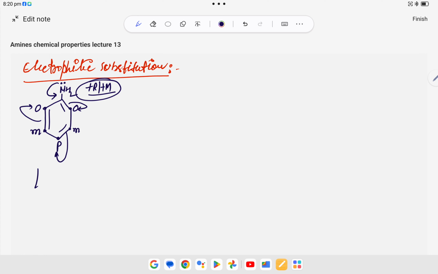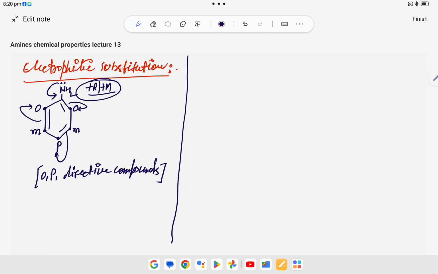So according to that, ortho and para directive compounds are possible. Ortho and para directive compounds will be formed. Okay, so how will ortho and para directive compounds be formed? First chemical reaction: bromination.